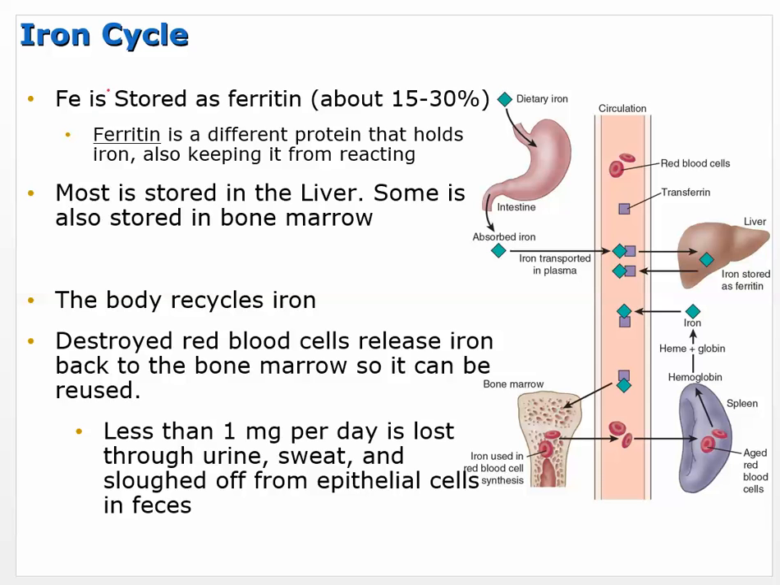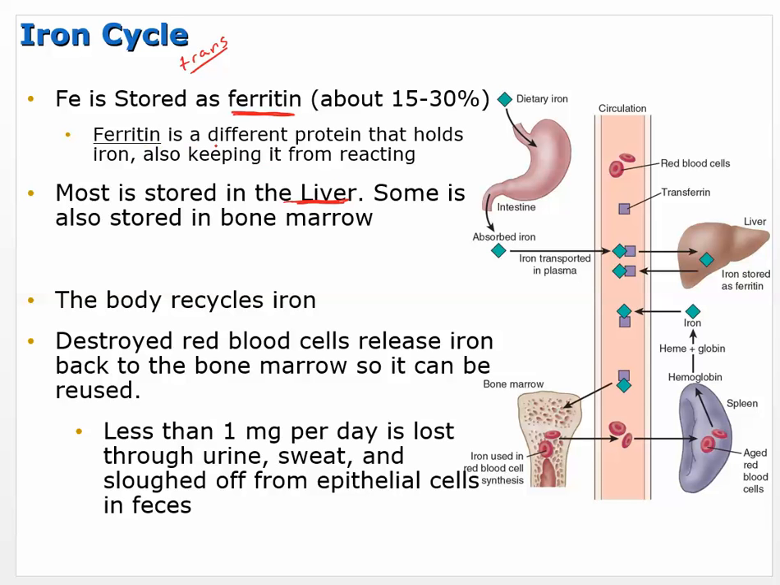Okay, so that's how it's transported with transferrin, but it's stored as something called ferritin. Okay, so that's how you keep those separate. Trans means to transport. So it's stored as ferritin, and this is about 15%, and most of the storage in this form of ferritin is in the liver. Some is also in the bone marrow.